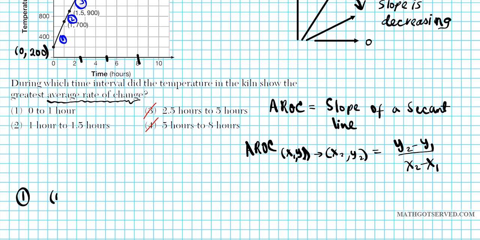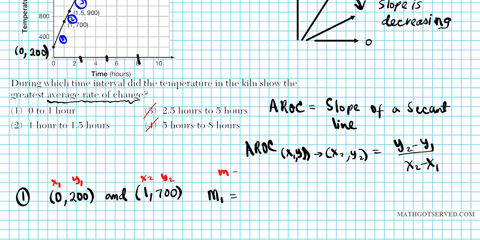Interval 1, we're going from 0. We're looking for the slope of the secant line that goes through 0, 200, the first point, and the second point, 1, 700. Okay, that's what we're looking for. So the slope of interval 1 is going to be what? Let's label it x1, y1, x2, y2.